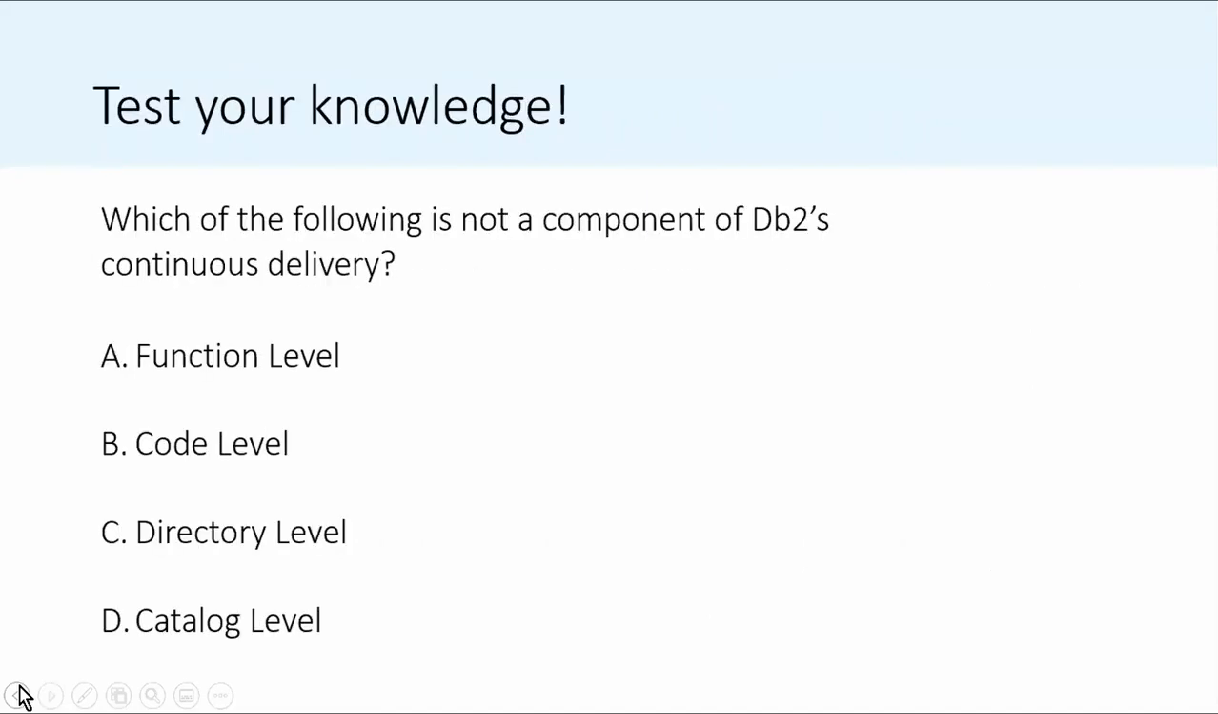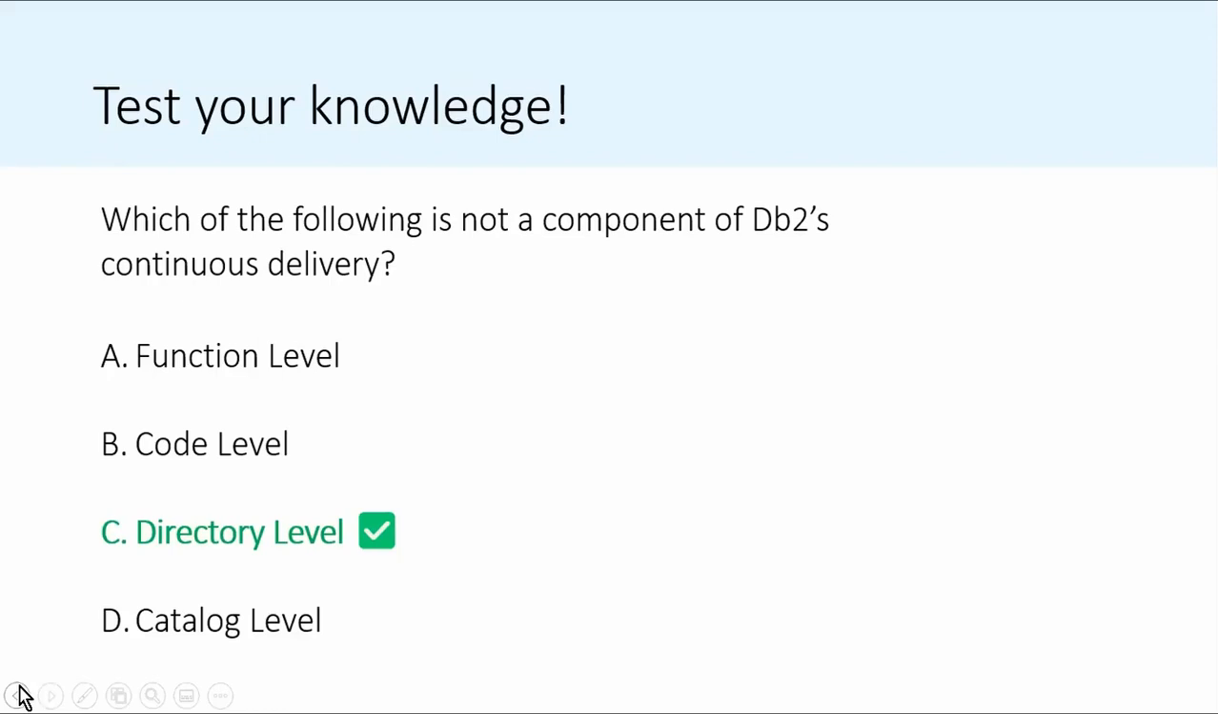Okay, time to test your knowledge. I don't know, Kazai, if you want to keep an eye on the chat to see who puts in what answers, or we'll just do it on the honor system. But the question is, which of the following is not a component of Db2's continuous delivery? And the choices are A, function level, B, code level, C, directory level, and D, catalog level. So I'll give you a moment to think about it and either test yourself quietly by your terminal or type the answer into chat. And the answer is directory level is not about continuous delivery.